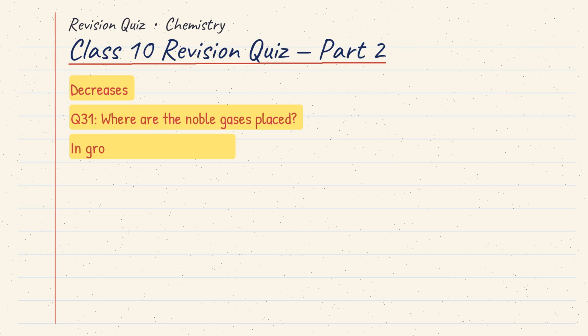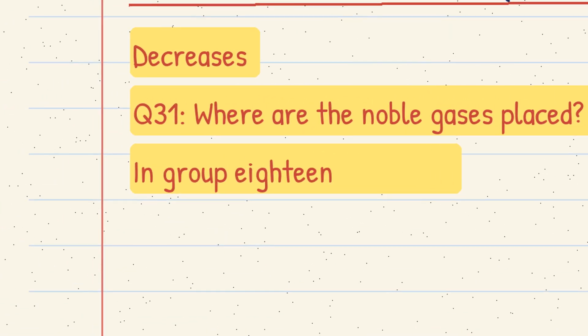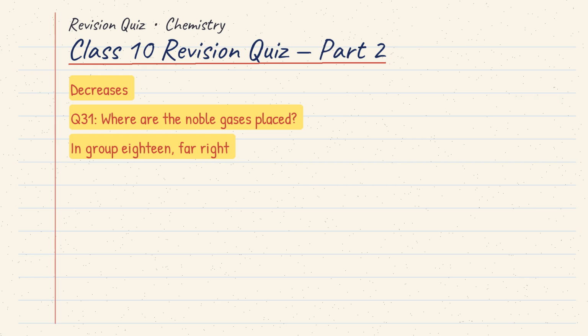The answer is, in group 18, far right. They are unreactive. Question 32. The period number tells the number of?